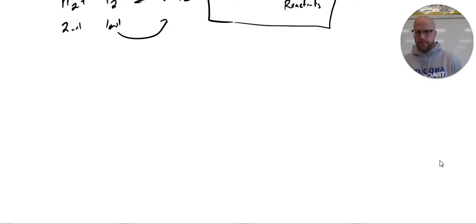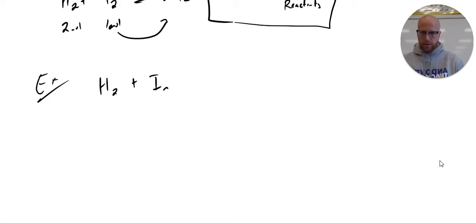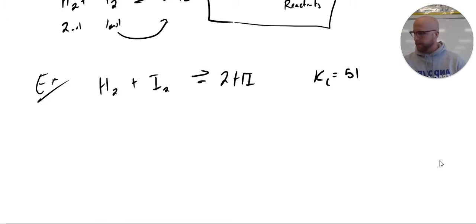Let's solve one. Stick with that equation. Say we have H2 plus I2 going to 2 moles of HI. And the Kc for this reaction is equal to 51, and this is at 448 degrees Celsius. Now the temperature, we don't have to do anything with the temperature, but remember, temperature is the one thing that's going to change my K values.